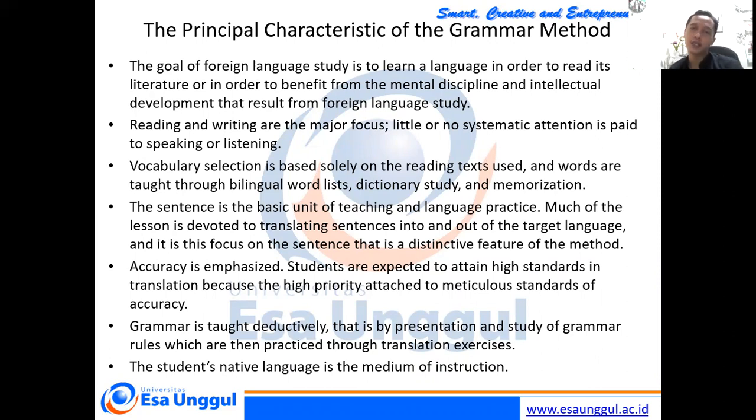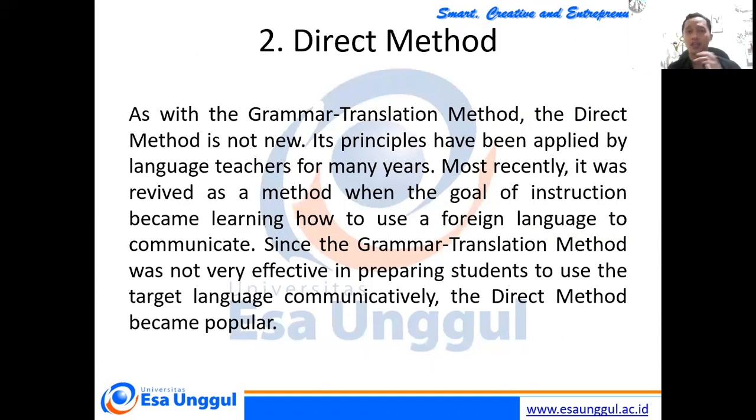If you read these principal characteristics, the grammar translation method does not focus on communication, on how students learn to communicate, and it focuses more on grammar and translation. Accuracy, not fluency. Therefore, we have another method, which is the direct method, which tries to improve the grammar translation method. The features of the direct method are also different.